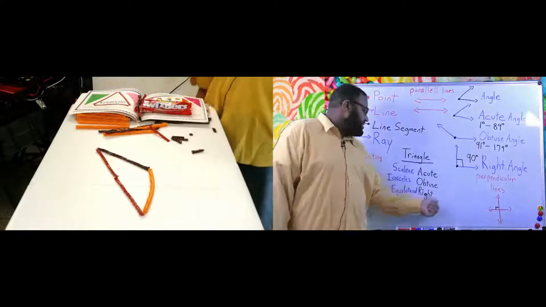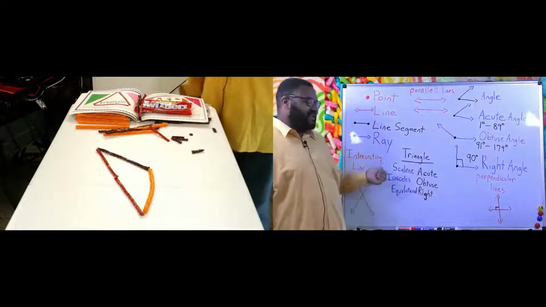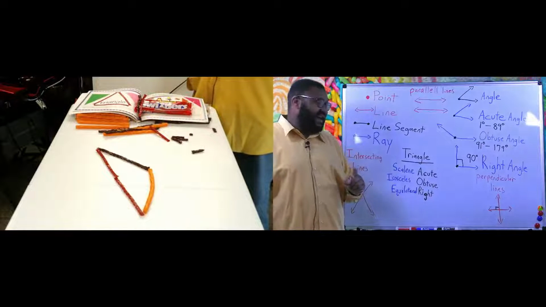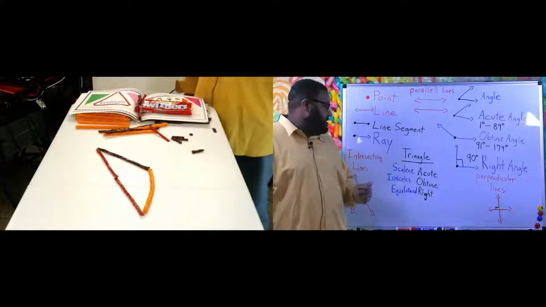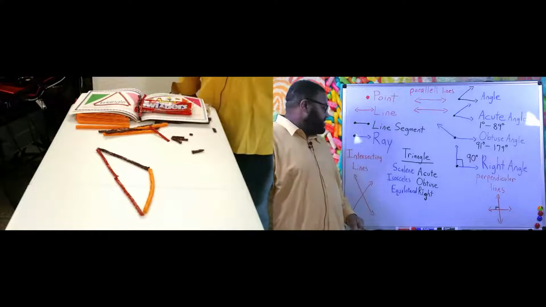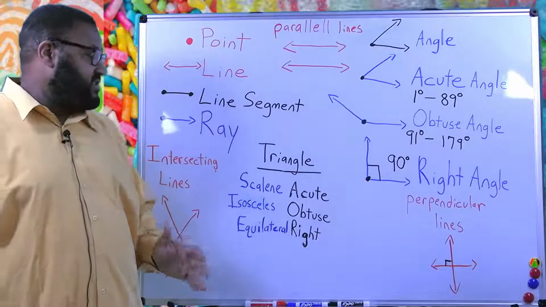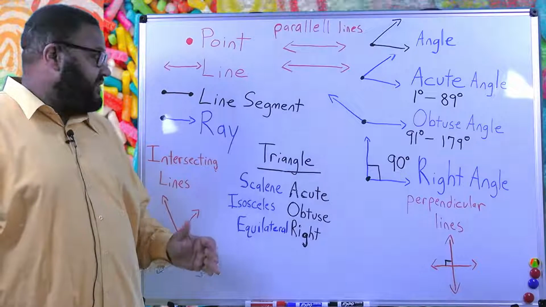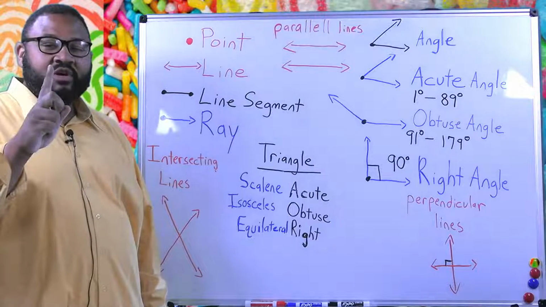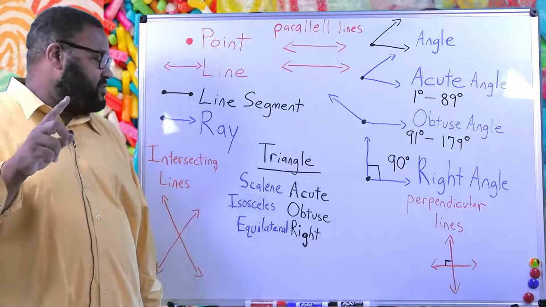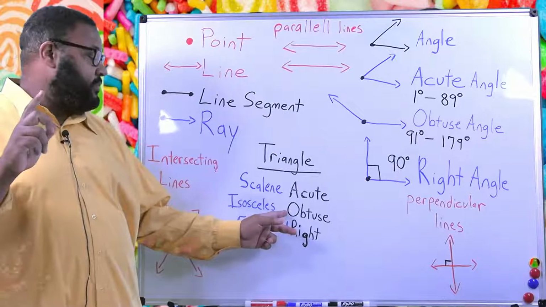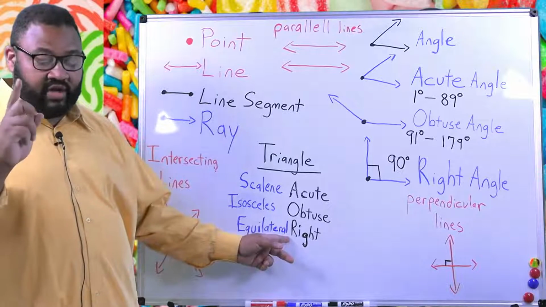Now, what you need to know when you talk about triangles is that they are classified into 6 categories. We talked about the scalene, which means no sides are the same. We talked about isosceles. They have 2 sides that are the same. We talked about equilateral. All sides are the same. The next one is acute. When we talk about acute, it has at least one acute angle, but in most cases, it has all acute angles. To be obtuse, it has to have at least one obtuse angle. To be right, it has to have at least one right angle.